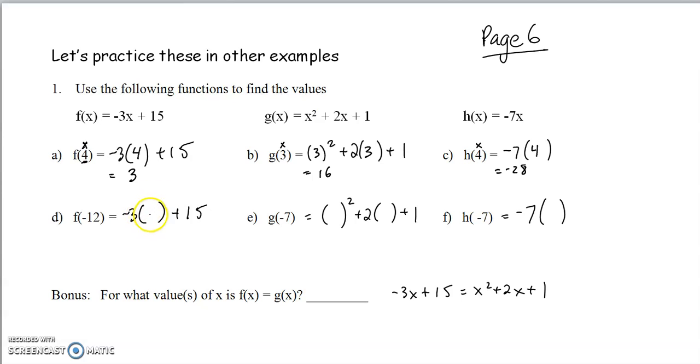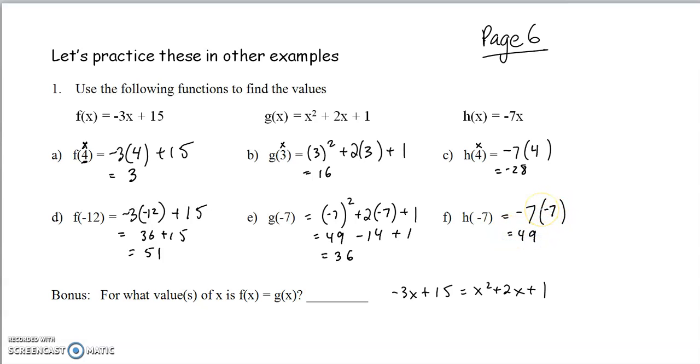The next three, you replace in -12, 36 plus 15, can't do that in my head, 51, and then -7 squared, 2 times -7, so that's going to be +49. Be careful about negatives, all right? And so this is going to be, I'll go 49 plus 1 is 50, minus that is equal to 36. h of -7, you're going to replace in the -7 for the x, and that's going to be +49.